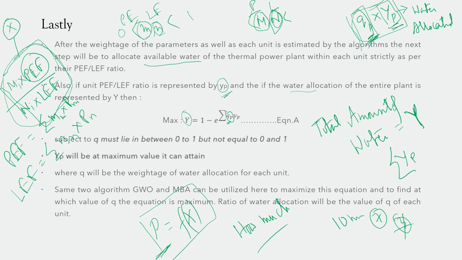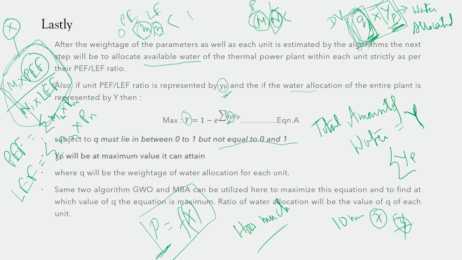So here also, the unit which is contributing to the profit of the power plant, we are allocating water to that. But how much? That is what we will determine with the help of this optimization, where QP will decide the ratio and YP we already know. So again, QP will be the design variable, YP will be the constant, and this QP again will lie between 0 and 1 but cannot be equal to 0 or 1.